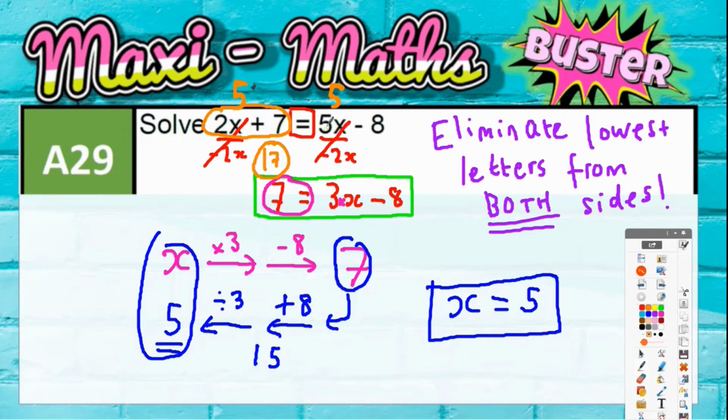So let's work that out. 5 5s are 25, and 25 take away 8 is also 17. So both sides balance when x is 5. It doesn't mean that the actual answer is 17. x is not 17. 17 is just the proof that x is actually 5 and that 5 makes both sides balance. So final answer, x equals 5.